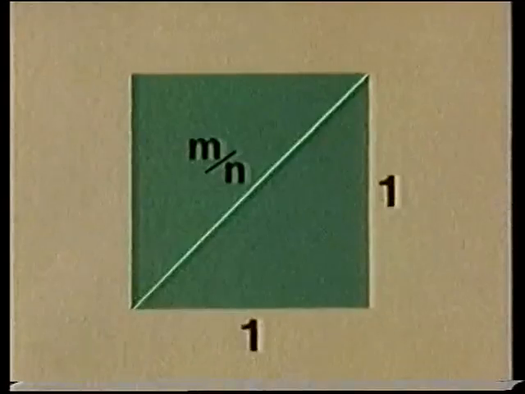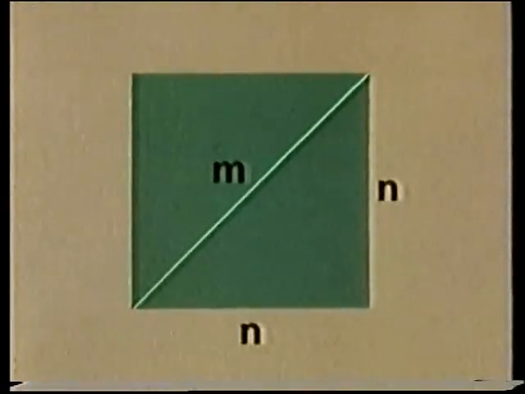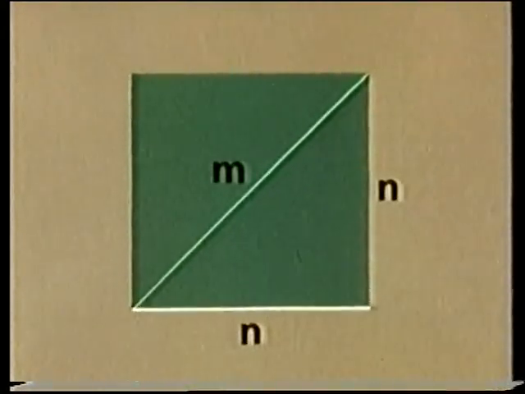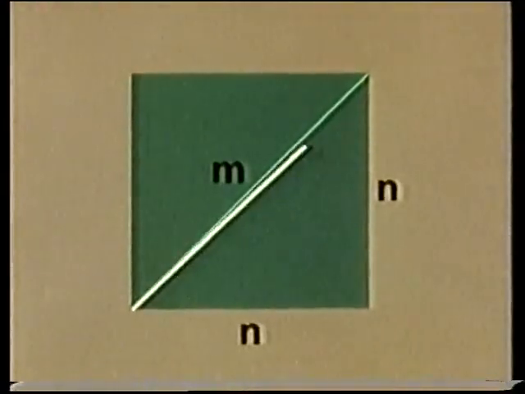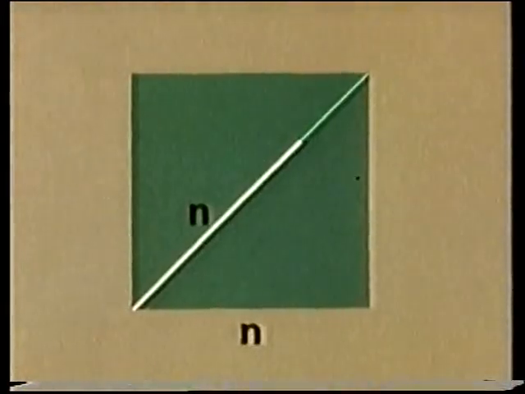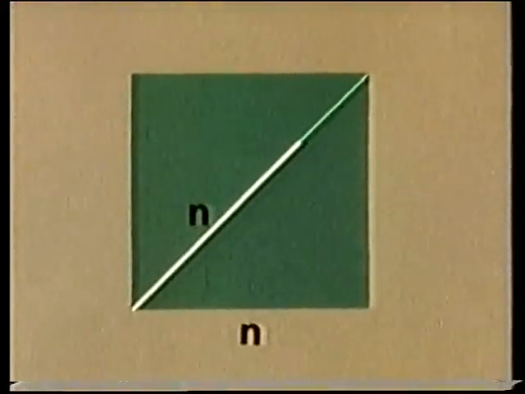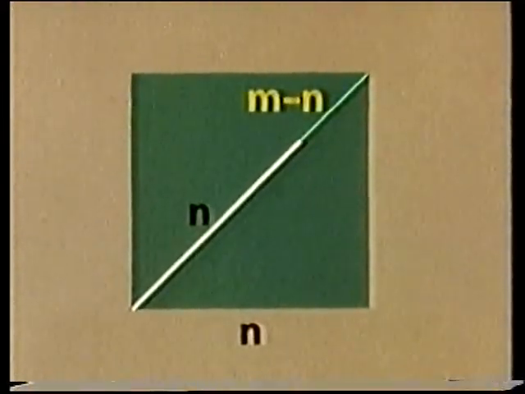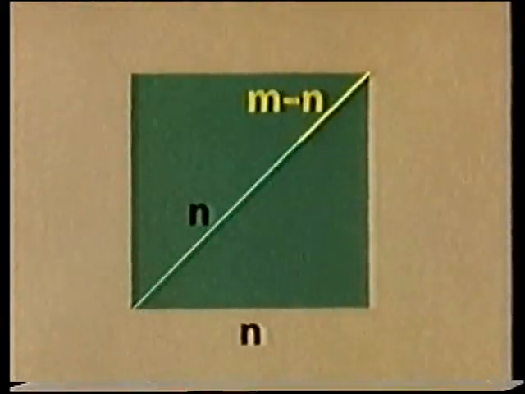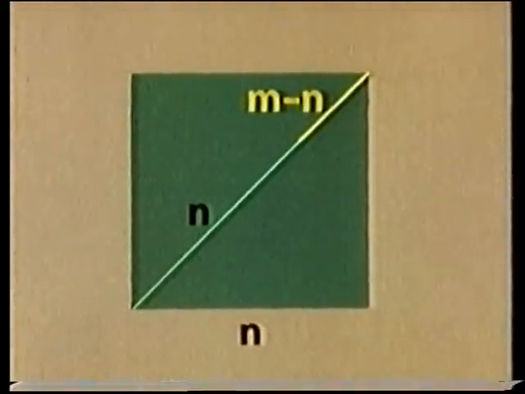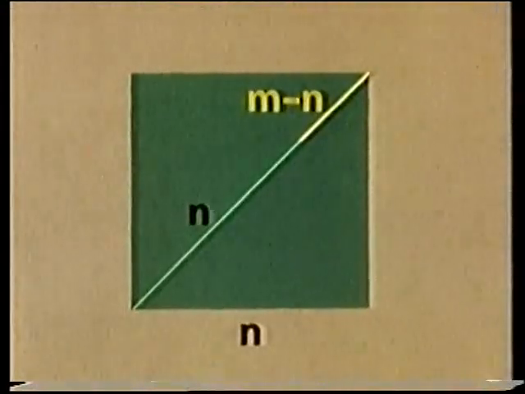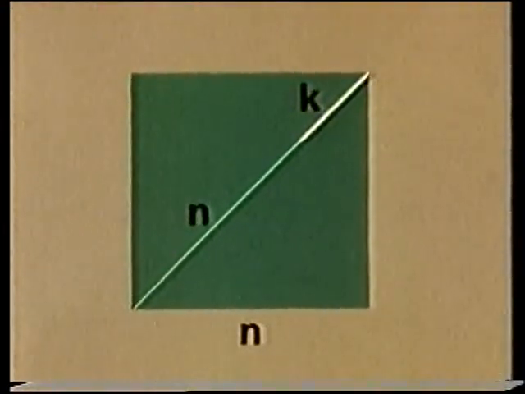If we scale this up by a factor n, it's the same as saying that a square with side n has a diagonal of length m, where both m and n are integers. Now, because m is bigger than n, we can mark off a length n on the diagonal. That is, the diagonal has been split into two integer lengths, n and m minus n, and it's the top bit we're interested in. M minus n is an integer, so to make life easier, let's call it k.